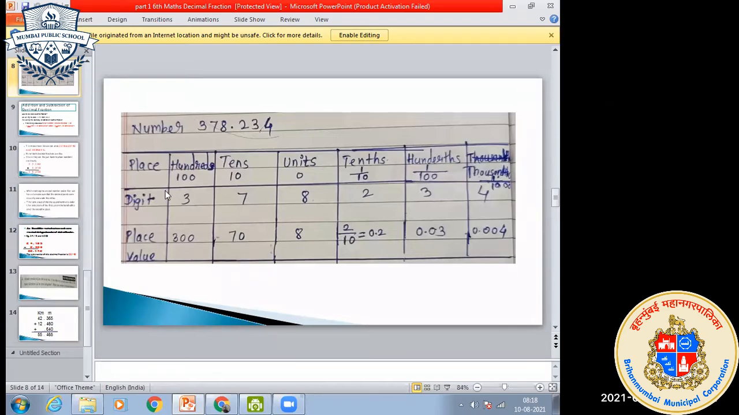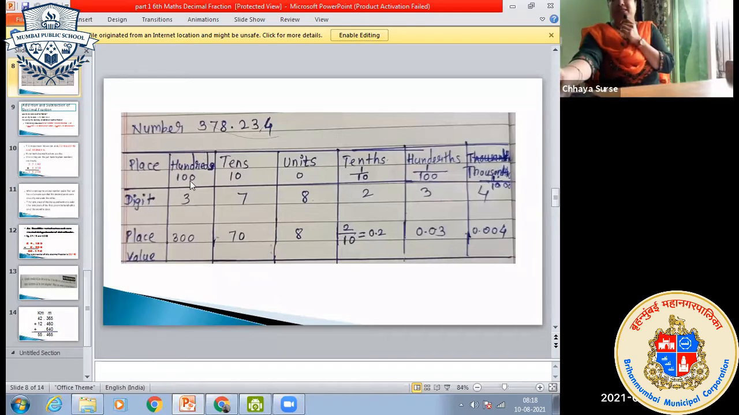Now you know the places. Now the 3 digit is on which place? Hundreds place. 7 on the tens place means 70. 8 on the unit place, a single digit, so it is 8. Now the next one. Now this is the tenth place. 2 is on which place? Tenth part, 2 parts of 10, meaning 2 upon 10. Tenth part. 2 is on which place?